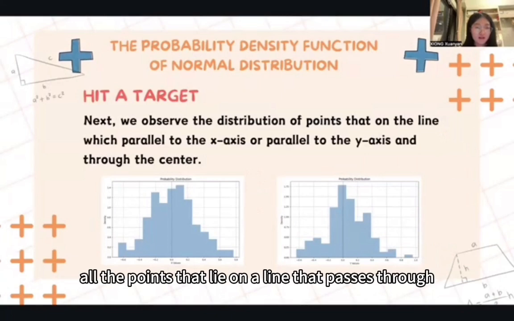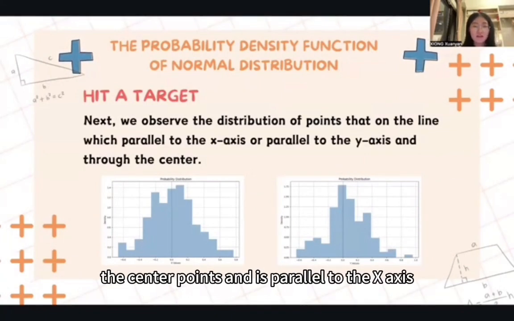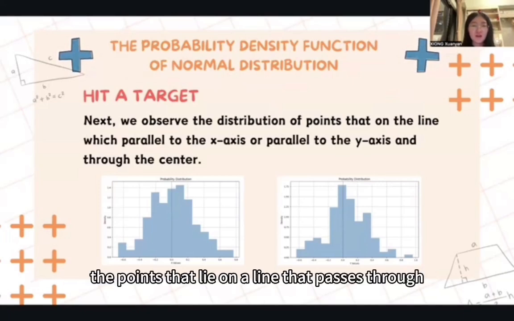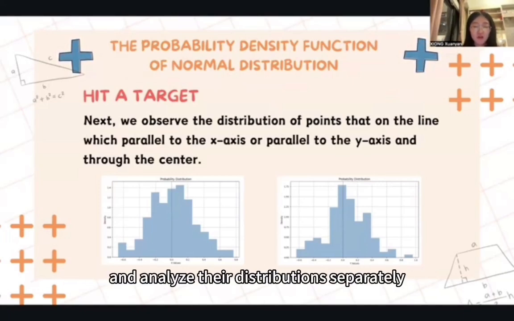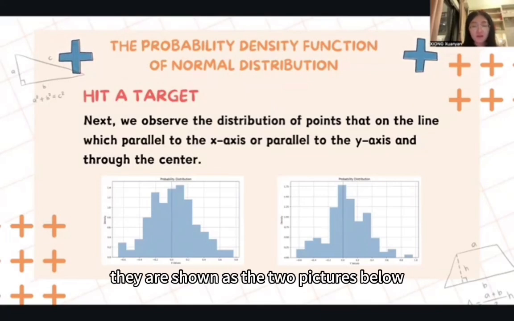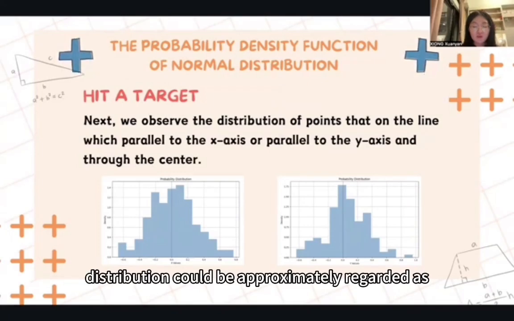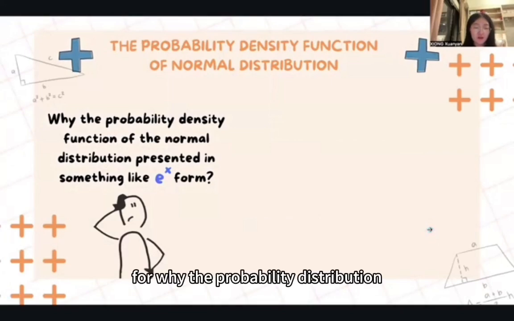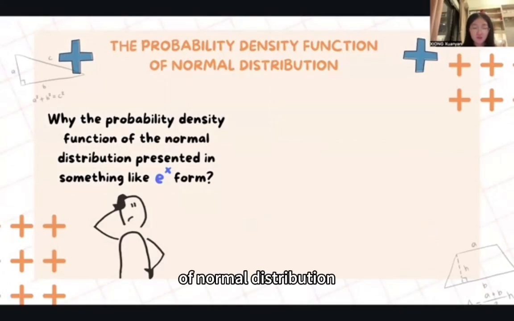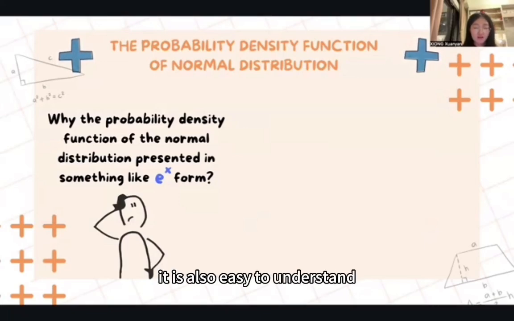Next, I'll count all the points that lie on a line that passes through the center point and is parallel to the x-axis, and all the points that lie on a line that passes through the center point and is parallel to the y-axis, and analyze their distributions separately. They are shown as the two pictures below. We can see that their distributions could be approximately regarded as a normal distribution. As for why the probability distribution of normal distribution is presented in the form of e negative x squared, it is also easy to understand.